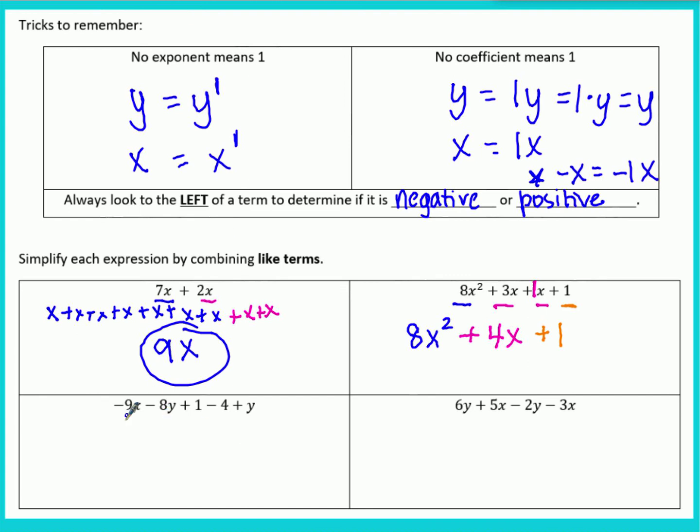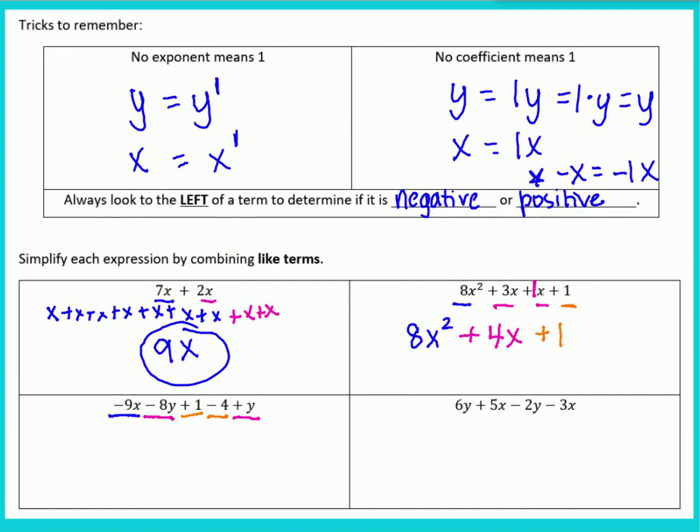Now if we get down to the bottom here, it gets a little trickier. So I have negative 9x squared, so notice to the left of this number we have a negative sign, so we're going to have to keep track of that. And then I have minus 8y, which means I have negative 8y, plus 1, there's a constant, minus 4, another constant, and then plus y is another y term.